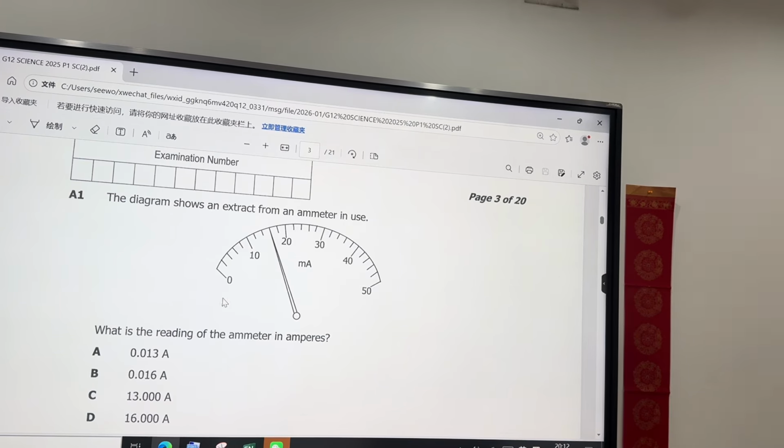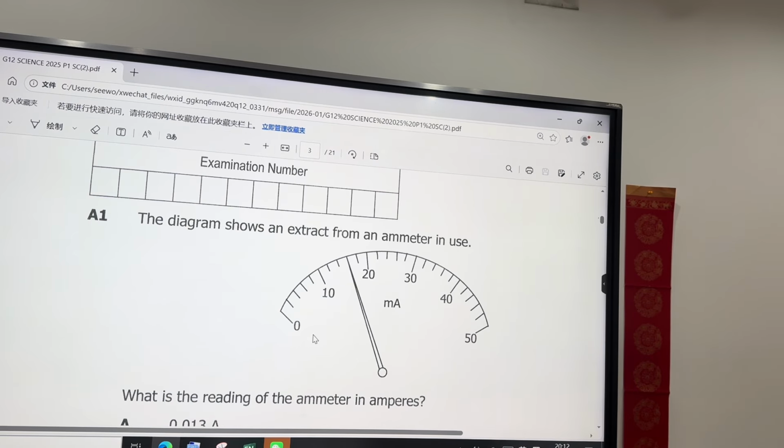So let's read it. For us to read this ammeter, we first need to know how the scale is moving. We need to know the value for each unit, one step. If I move from 0 to 10, how many units for each step? So from 0 to 10, let me zoom in. This is 0, then 2, 4, 6, 8, 10. You can see each step represents 2 milliamps.